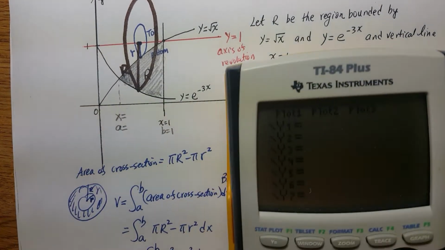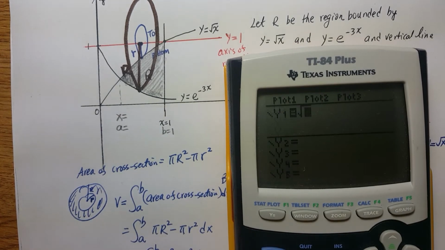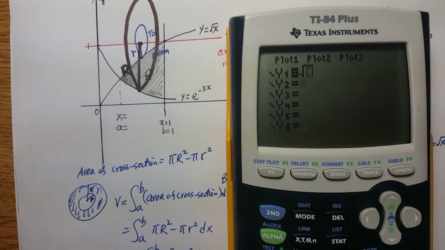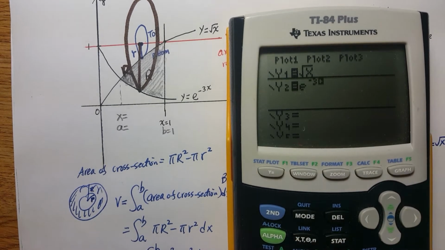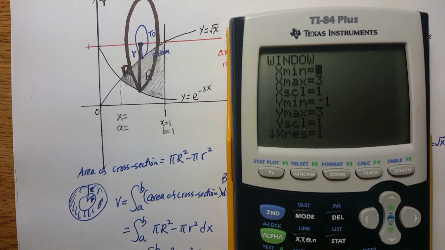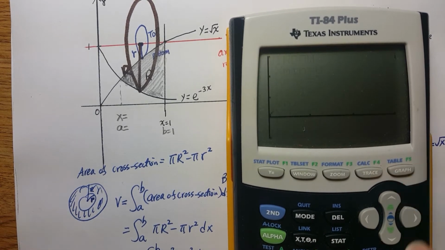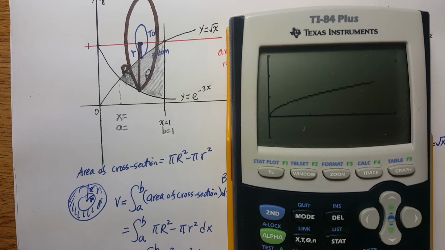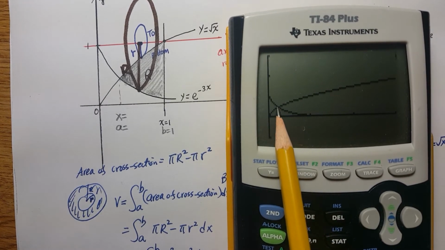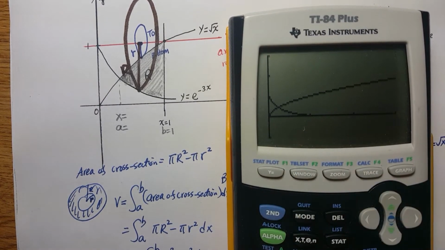You're going to type in y equals square root of x, and y equals e to the negative 3x. In the window, I use 0 to 3, negative 1 to 3 straight up. So now I'm going to graph, and we're going to find the point of intersection. This is the point of intersection that we're looking for, so we're going to find it.